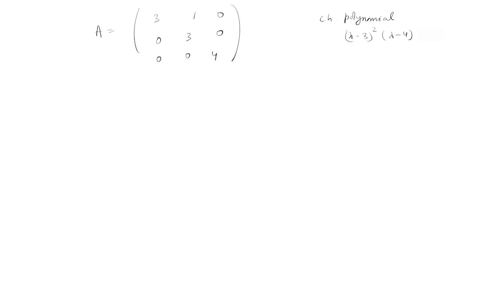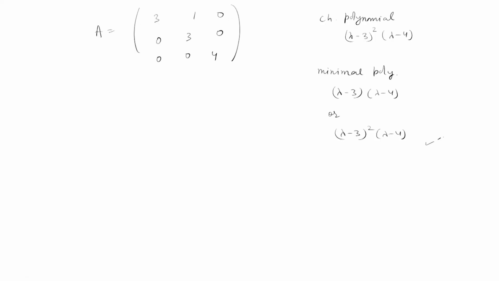The minimal polynomial is the lowest degree polynomial which is satisfied by the matrix itself. So, the minimal polynomial of this matrix is either (lambda minus 3) into (lambda minus 4) or (lambda minus 3) whole square into (lambda minus 4), because it must contain all the factors having distinct roots. The second is obviously satisfied by the Cayley-Hamilton theorem. Let us see whether the first is satisfied or not. If it is satisfied, then this will be the minimal polynomial of this matrix A.